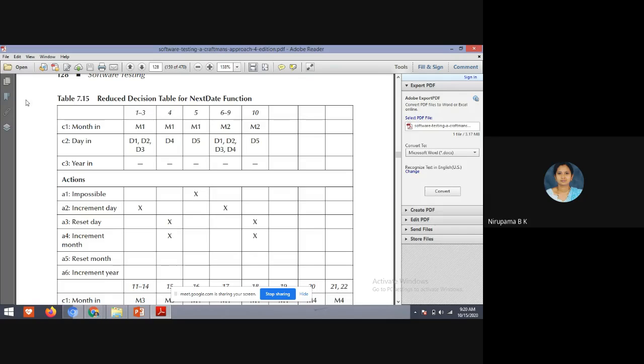Here the month is M1, and the rules we are applying are 1, 2, 3. Yes, students, you can change anything. You can take day 4, day 5, day 6, day 7, any day you can take, and if you take these dates, then the month will be incremented.